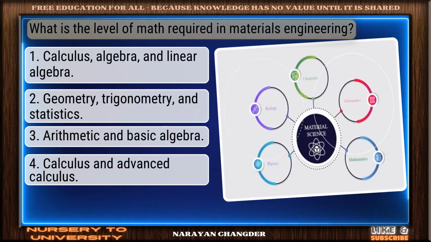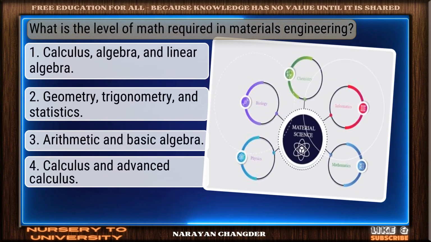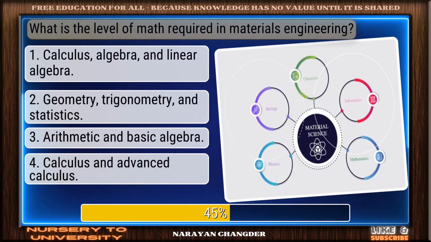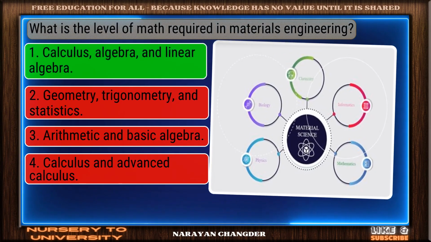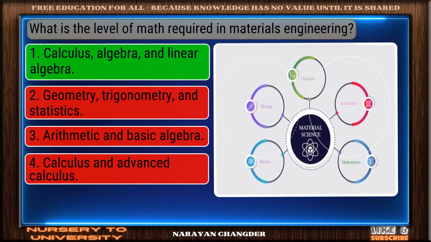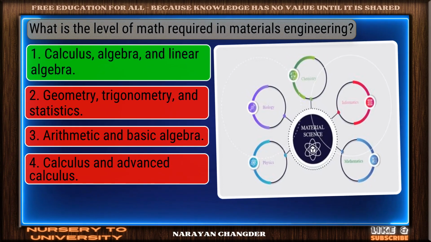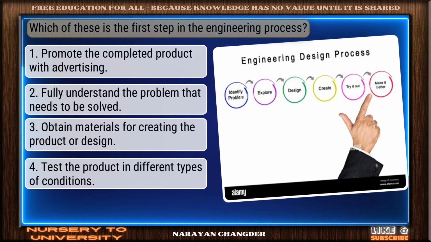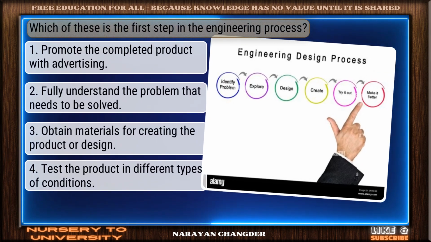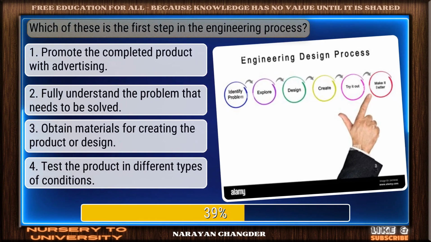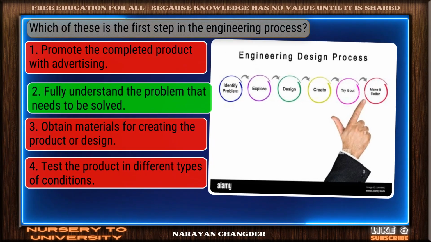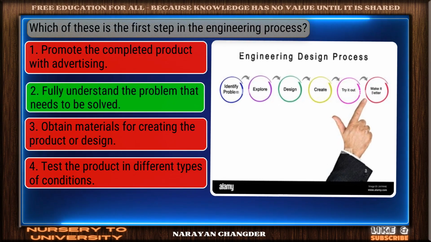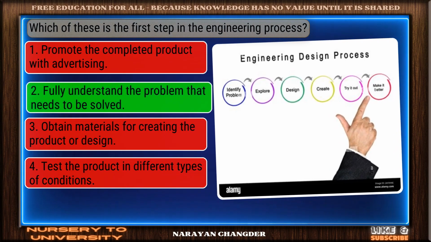What is the level of math required in materials engineering? Sharp thinking. Calculus, algebra, and linear algebra is the right choice. Which of these is the first step in the engineering process? Great thinking. Fully understand the problem that needs to be solved is the right choice.